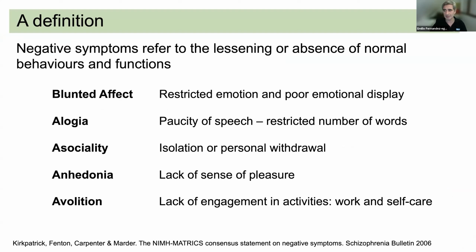Definition: we know what negative symptoms are, everybody is aware of. Is this the yin and yang with the positive symptoms, the opposite, something that is a lessening or an absence of a normal function? And more recently, it has been agreed there are 5 different negative symptoms: the blunted affect, which is restricted emotions; the alogia, the paucity of speech or reduction in the number of words that we use; the asociality, the lack of interest in social interactions; the anhedonia, the lack of sense of pleasure; and the abolition, the lack of engagement in activities, mostly work and self-care. So these are the definition of the 5 agreed negative symptoms and what we have been using.